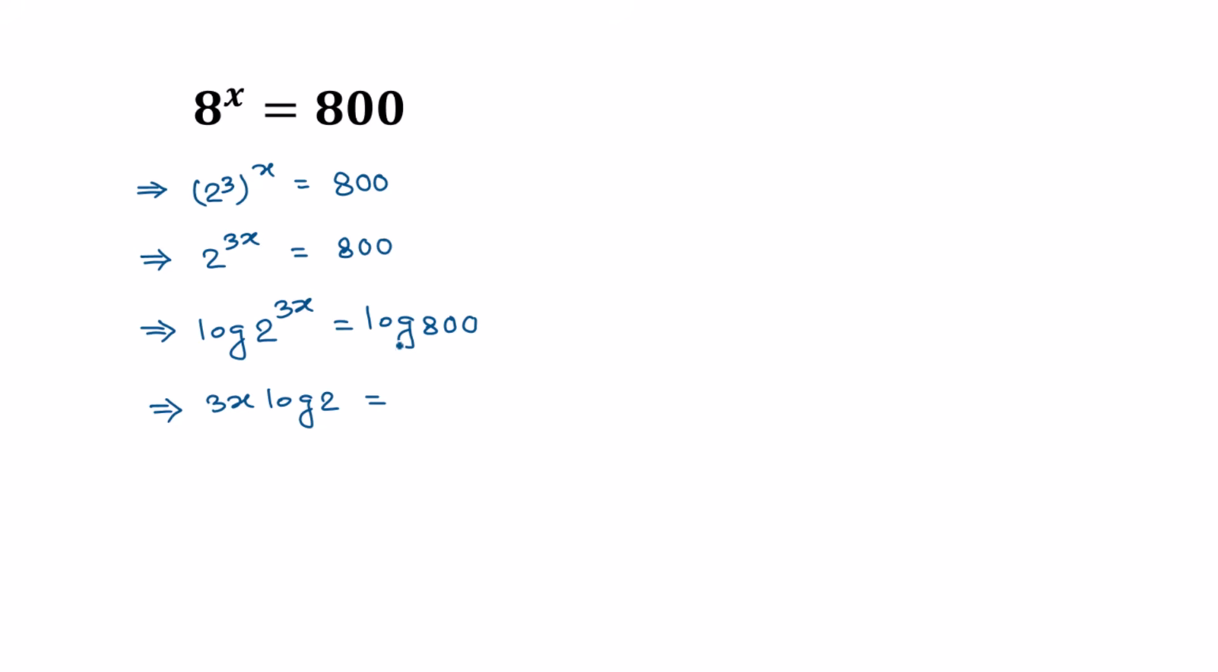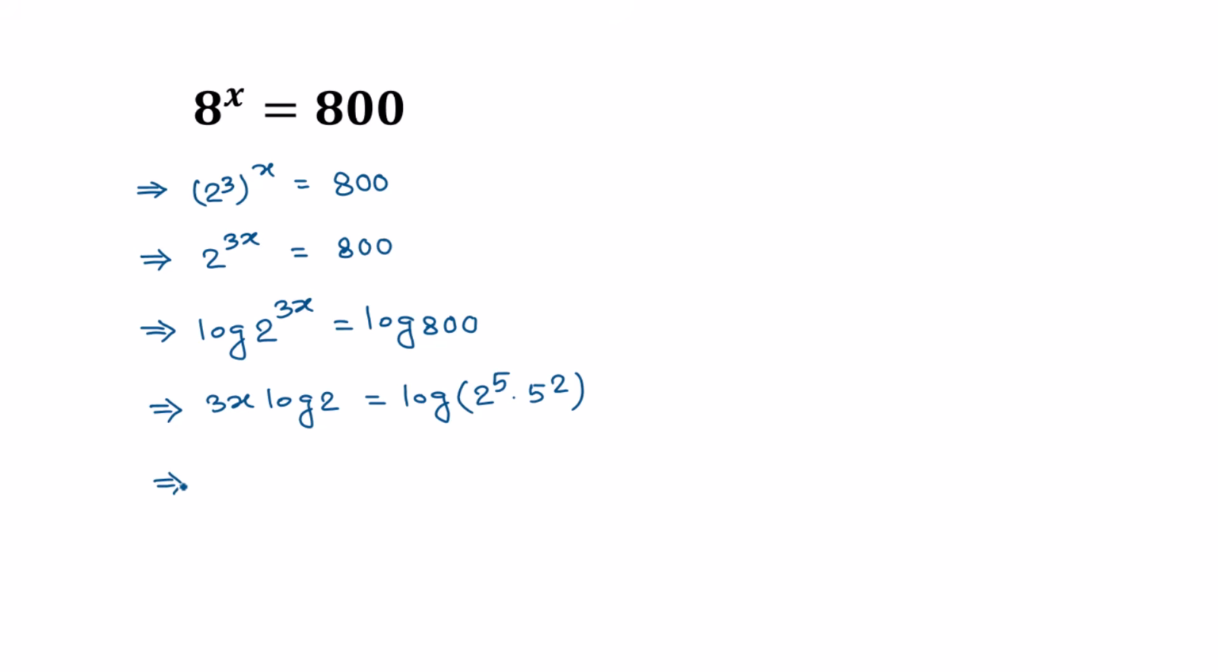is equal to log of 800. This is 2 to the power 5 times 5 to the power 2. 2 to the power 5 is 32, times 5 squared is 25, and 32 times 25 is 800.